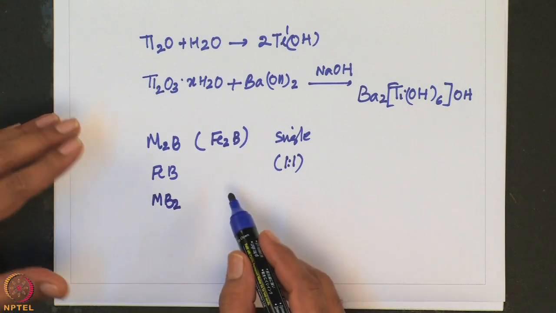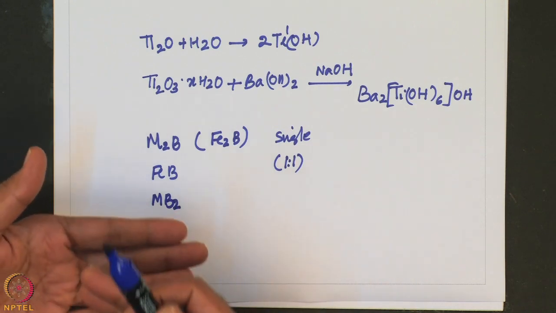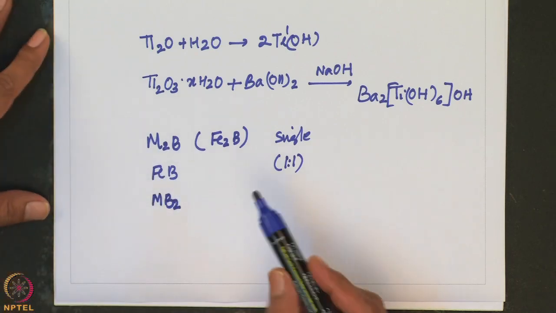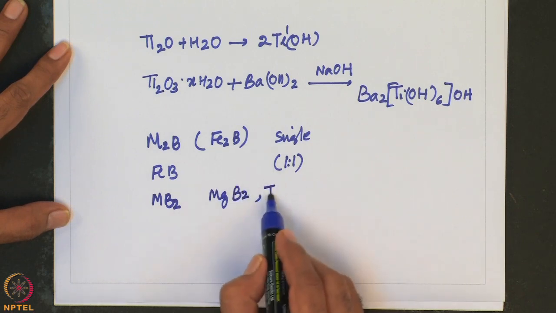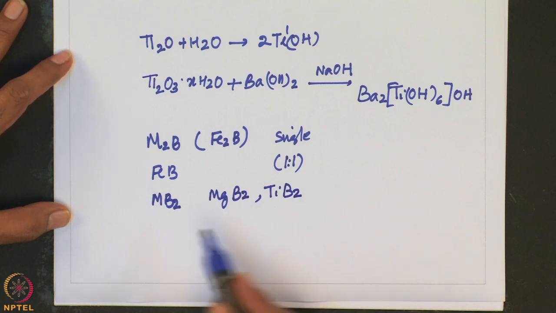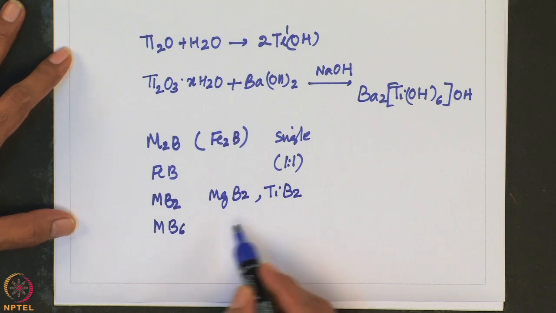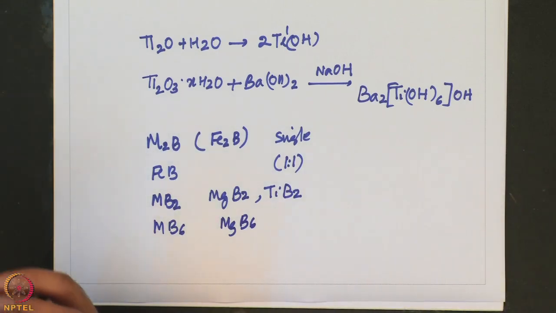So, in this one, what happens? The material has a sheet structure, that means one boron layer is there with metal layers above and below, and it continues as an alternate arrangement of boron and metal sheets. Okay. Examples are MgB2 or titanium B2. We also have another boride having composition 1:6. So, there are clusters of 6 boron atoms arranged in an octahedral fashion within the cube of metal atoms in a typical CsCl type structure.